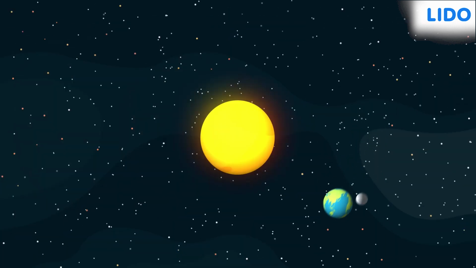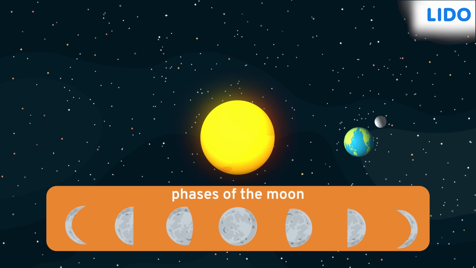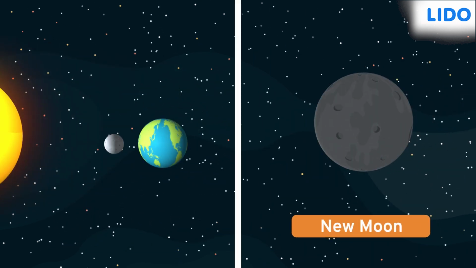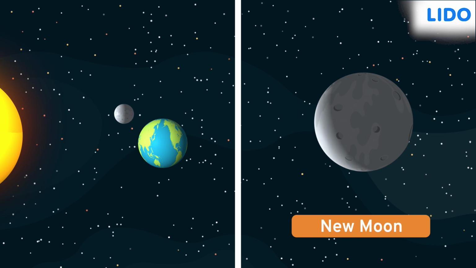And as the earth rotates around the sun and the moon rotates around the earth, the angle between the earth, the moon and the sun changes. And that results in phases of the moon. A new moon occurs when the sun, moon and earth are in a straight line. At this time the moon is between the earth and the sun, and from earth we only see the dark side of the moon. As the moon continues to move in its orbit, we begin to see more parts of it.